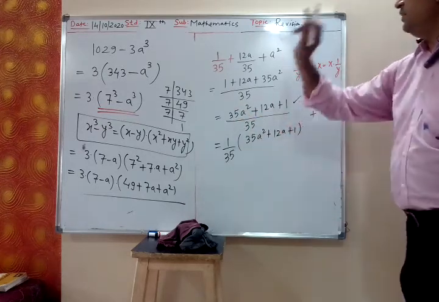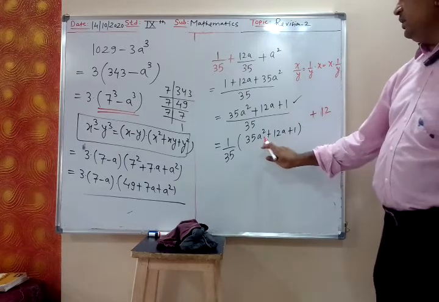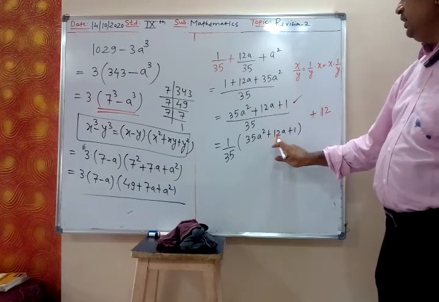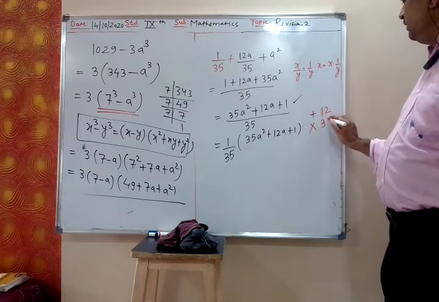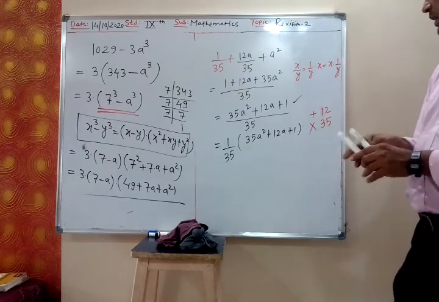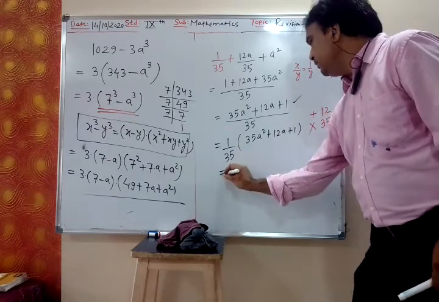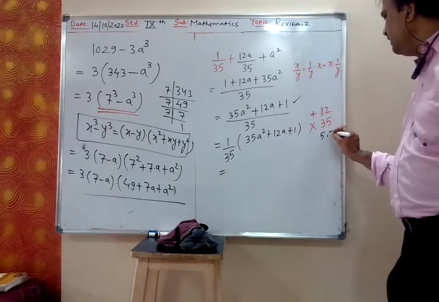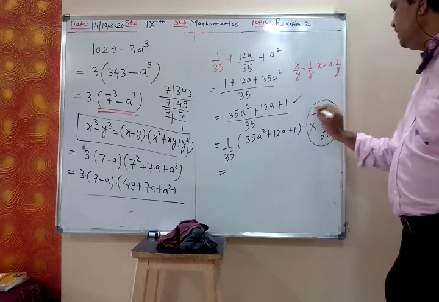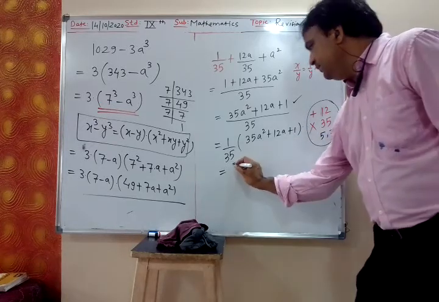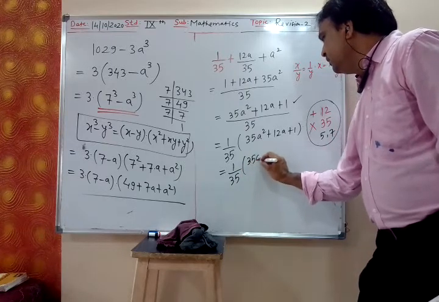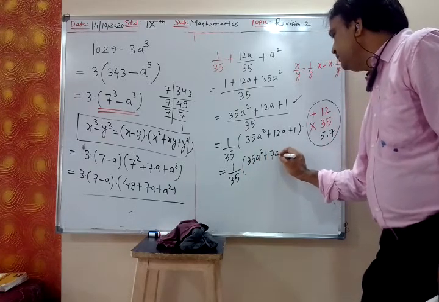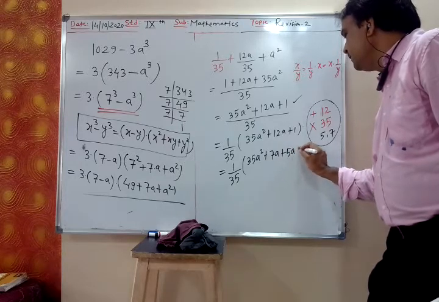X is my numerator. So find two numbers whose sum is 12 and multiplication is 35, into 1, 35. 5 and 7. So the numbers are 5 and 7. When you add, you will get 12. When you multiply, you will get 35. So 1 upon 35. This we write 35a square plus 7a plus 5a plus 1.